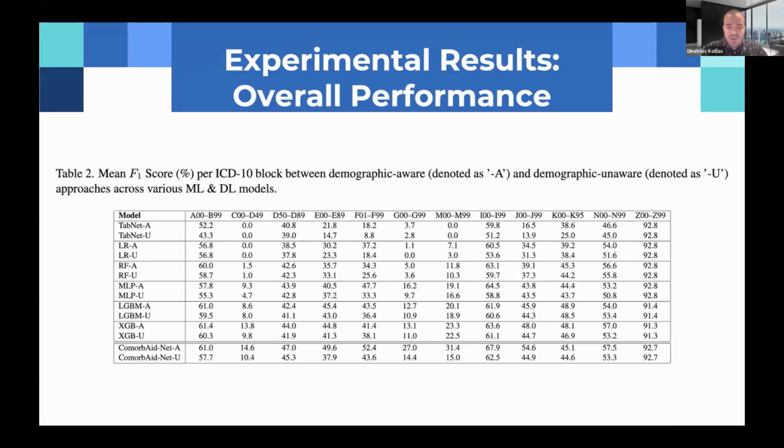And generally, we can see that for some classes, for some comorbidities, all of the methods had very good performance. For instance, as I said, the Z category here, they all had more than 90%, which is a very good performance in terms of F1 score. But on some others, for instance, the M categories, the performance of the model was significantly lower.